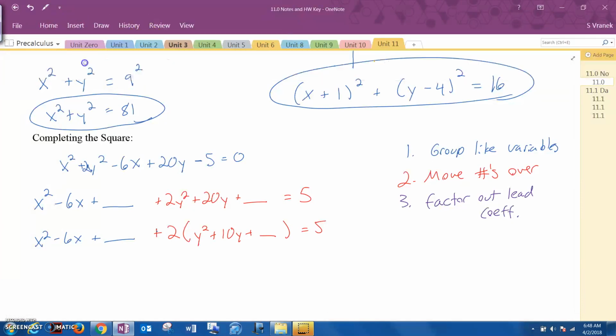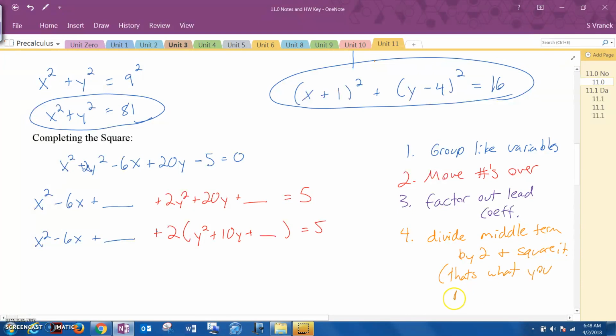By the way, this will not be a circle. I'm just showing you 2 examples here. This is not a circle for this one. So the fourth step then is to divide the middle term by 2, and then square it. And that's what you add. That's what you put in the blank.